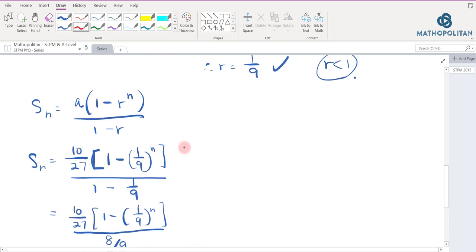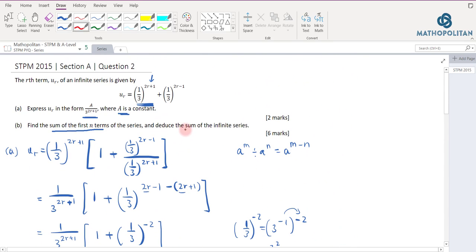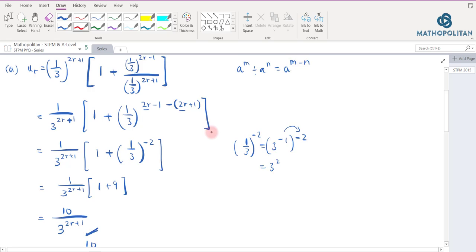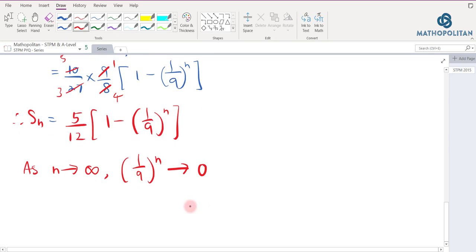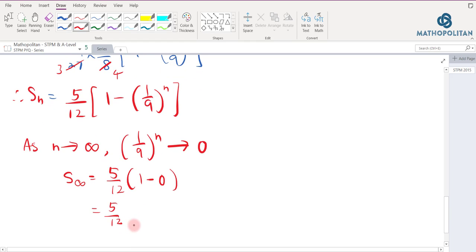And then for the last part, which is to find the sum of the infinite series, as n approaches infinity, 1 over 9 to the power of n will approach 0. So the sum to infinity will be equal to 5 over 12 times 1 minus 0, which is 5 over 12. So your final answer is that the sum to infinity for this series will be 5 over 12.